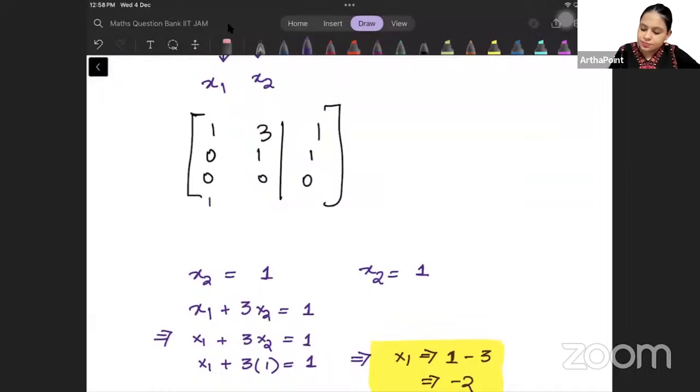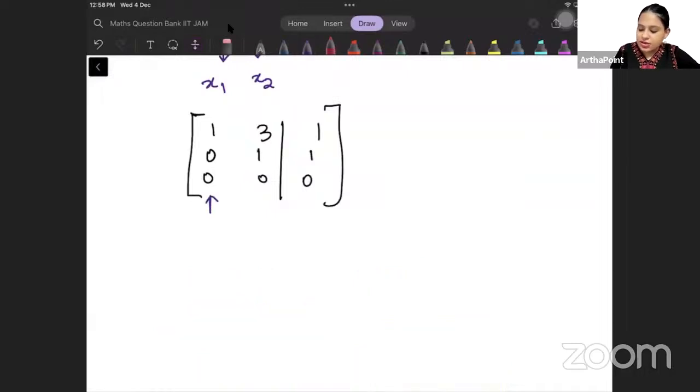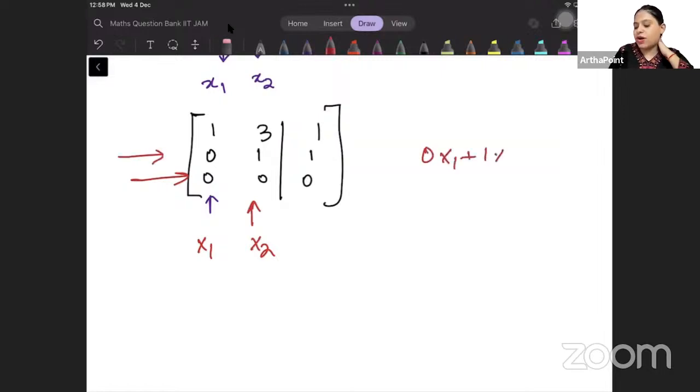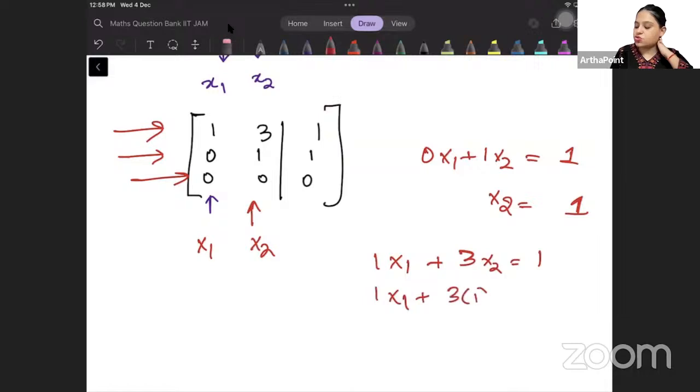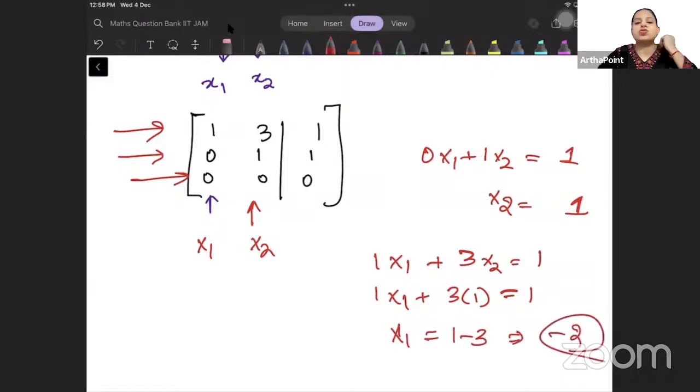This is x1, this is x2. So you can go ahead and solve this. Go to this equation. This is all zeros. Go to this equation: 0x1 plus 1x2 equal to 1. So x2 will be 1. Go to this one: 1x1 plus 3x2 is 1. So 1x1 plus 3 into 1 is 1. x1 is equal to 1 minus 3, which means minus 2. Right? So you will get the answer as -2 and 1. Right?